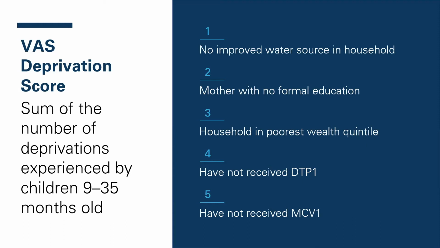So then, using DHS surveys, we divided children aged 9 months to 35 months into six groups. One group that had none of the five deprivations on the slide here, another group that had one of the deprivations, and so forth, up to five deprivations. So six groups in total. And using DHS survey data, we then determined what percentage of children in each of these six groups had not received vitamin A supplementation in the last 6 months. Next slide, please.